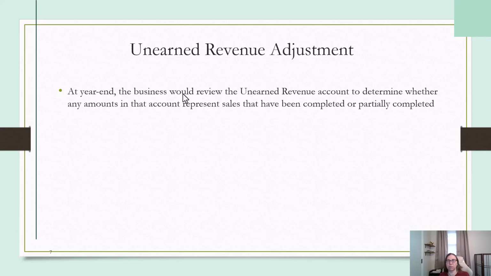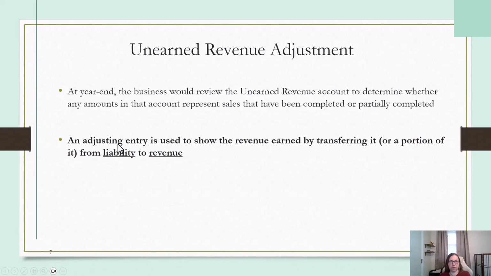So in general, it's when the job is completed. However, there are situations where you would record a partial completion. And then they would want to do an adjustment for those situations. The adjusting entry would be used to show the revenue earned by transferring it or a portion of it from the liability unearned revenue account to their regular income or revenue account. So let's look at this with an example because I feel like this is going to be easier to show you with actual journal entries and T accounts and amounts.